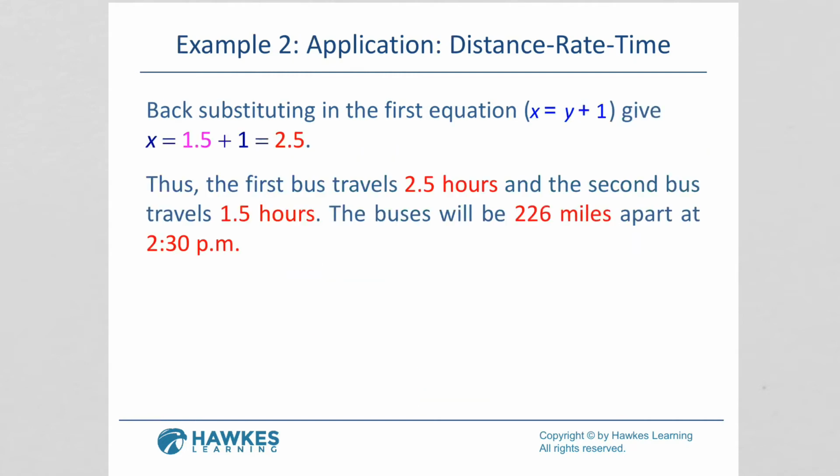Back substituting in the first equation, which was X equals Y plus 1, is going to give me X equals 1.5 plus 1, which is 2.5. So the first bus travels 2.5 hours, and the second bus travels 1.5 hours. So the buses will be 226 miles apart at 2:30 p.m.